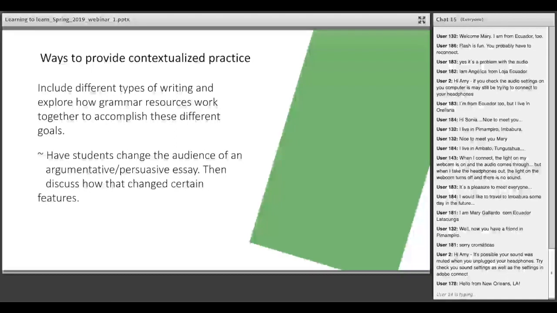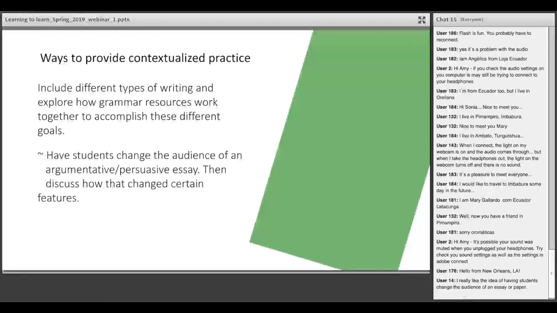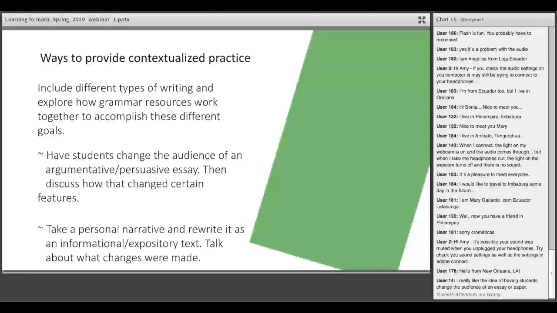But we would have students write this paper with that audience in mind, and then have them later on write that same persuasive goal, but with a different audience. So maybe instead of a teacher or a boss, it might be a friend, or it could be maybe a parent or someone who they are closer to, and then talk about what changed in the paper. How did changing the audience change the language that was used in that paper, and actually talk about that.